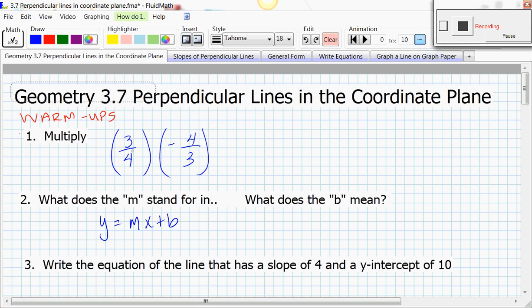First thing was multiplying 3/4 times negative 4/3. And of course, to multiply fractions, we multiply straight across. So that gives me negative 12 divided by 4 times 3, which is a positive 12. So that gives me negative 1. So that's what you should have got for that one.